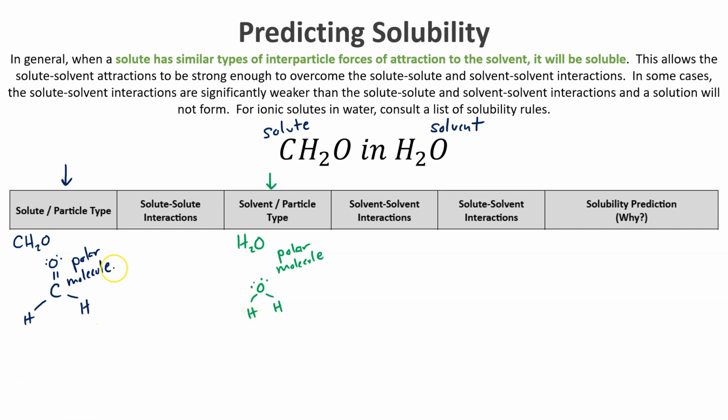Okay, now that I know the types of particles that I'm dealing with in the solute and the solvent, I can describe the types of interactions that are going to be forming based on those types. Well, we're going to jump back and begin with the solute. These are called solute-solute interactions, which just means when you have your container, beaker, whatever, your sample of CH2O molecules before you mix them with the water. How are those CH2O molecules interacting with each other? What are the attractions? What are the interactions between the CH2O molecules themselves?